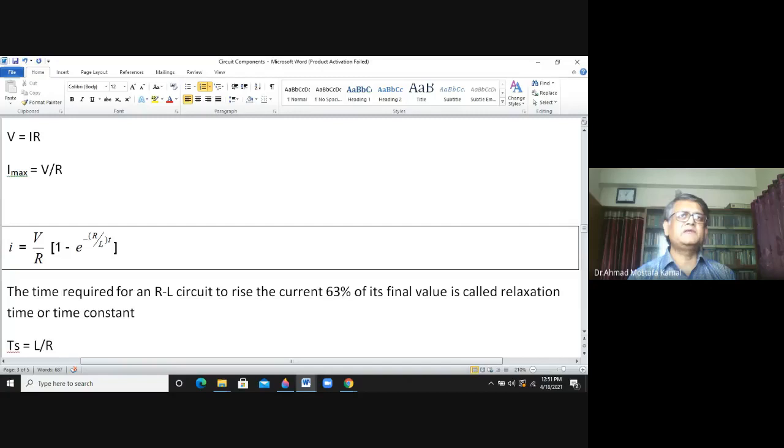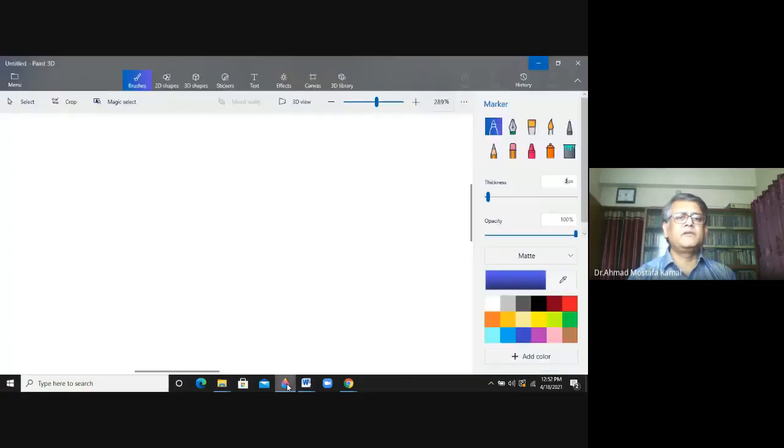something happens which is called relaxation time. In this case, let me show what the time is. It is actually L by R. Let me write down the equation for I first. I is equal to, we got V by R, which is equal to I max. Or you may write capital I, which is V by R. Capital I is the maximum current.